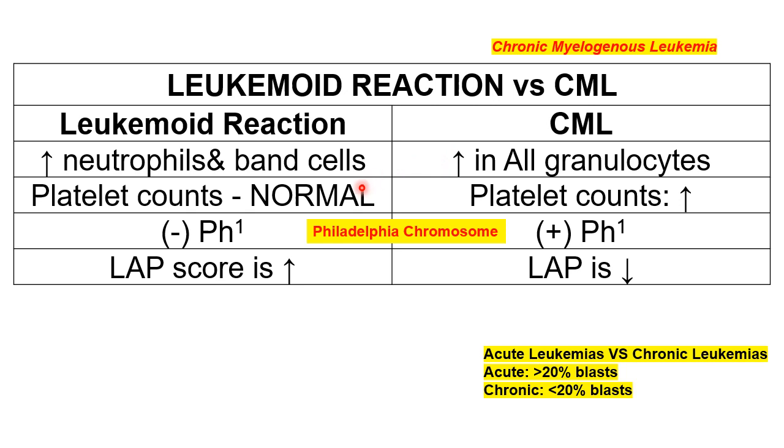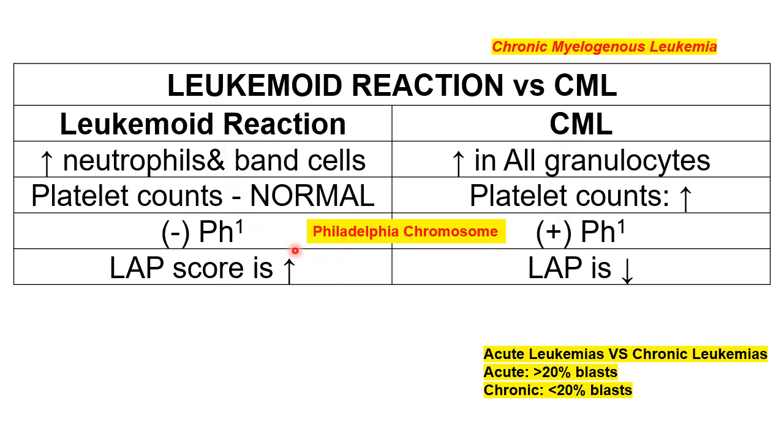Okay, next criteria naman, ang mga platelet counts natin. Leukemoid reaction, normal ang platelet count. Sa CML, high ang platelet count. Okay? Kasi one of the problem with CML, yung ating bone marrow. Okay? So, pati yung platelet count, madami din. Next naman, ano tong PH1 na to? PH1 is also known as your Philadelphia chromosome. So, saan meron lang may Philadelphia chromosome? Yung CML. Negative sa leukemoid reaction.